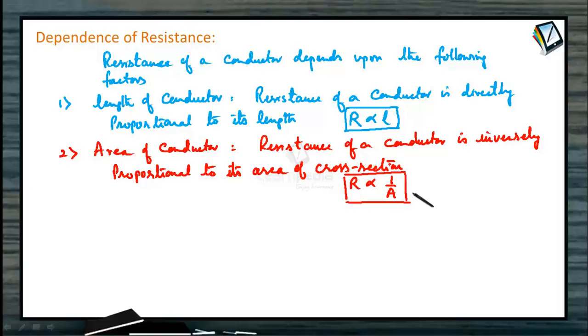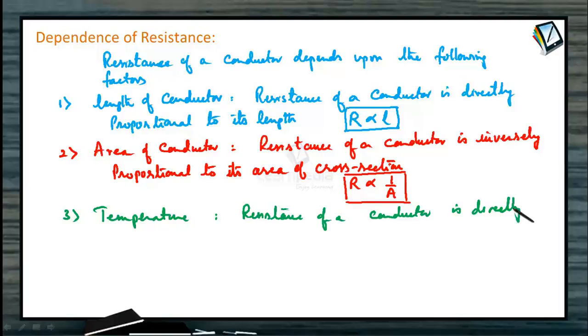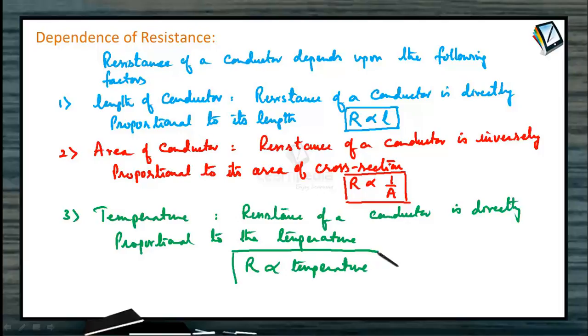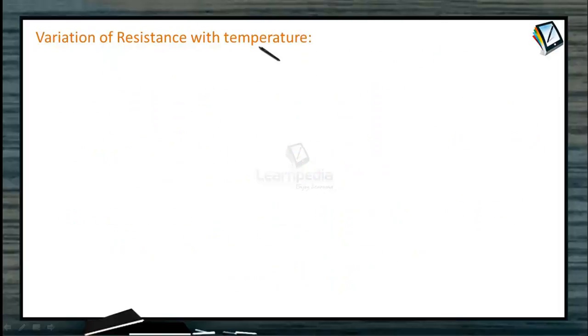Third, temperature. Resistance of a conductor is directly proportional to the temperature. So resistance is proportional to temperature, which we'll study in a little more detail. Variation of resistance with temperature.